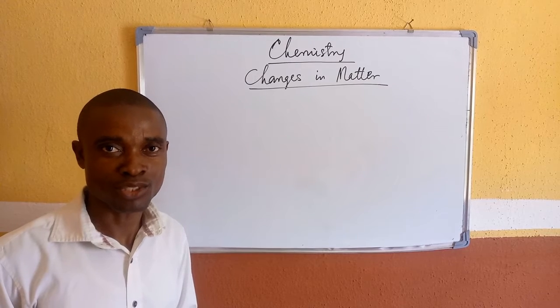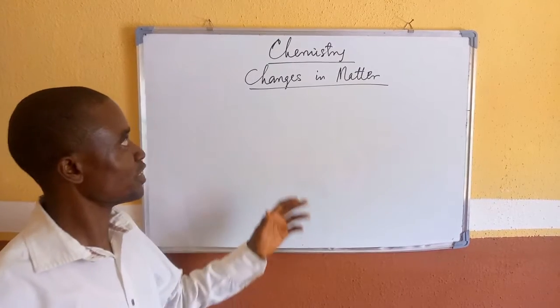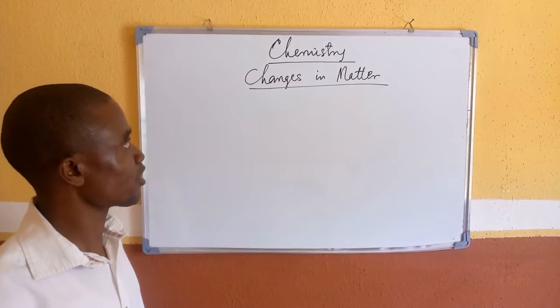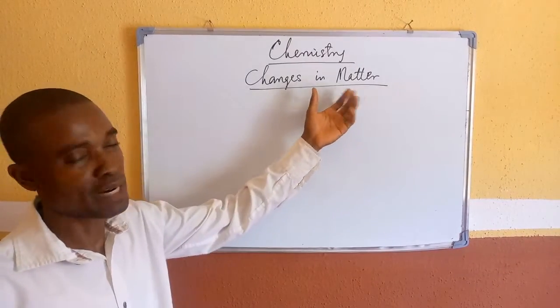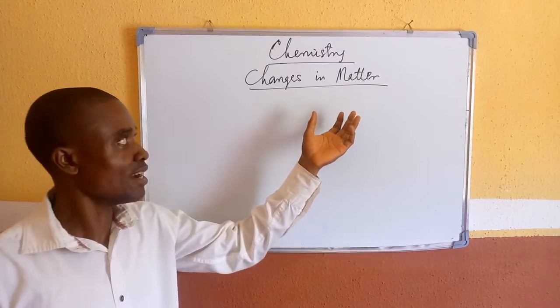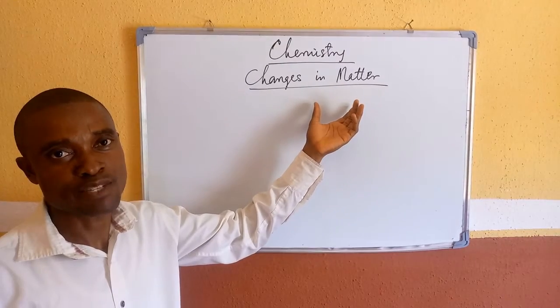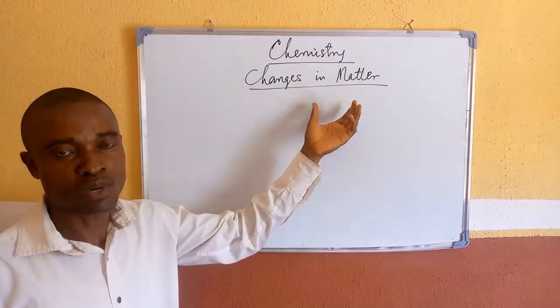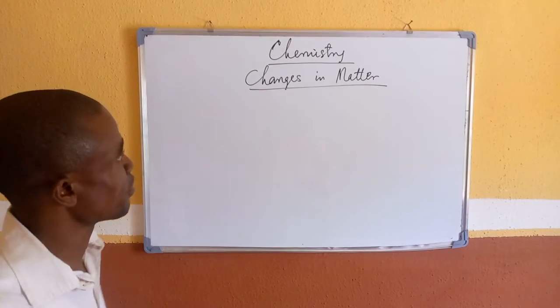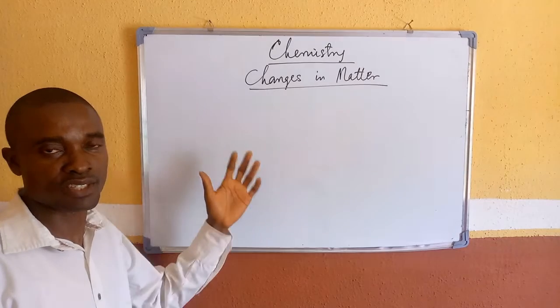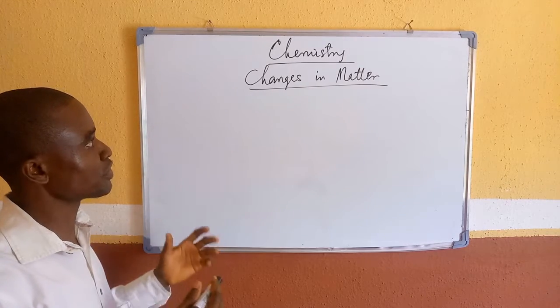I remain Mr. Joshua. Today in chemistry we'll be considering changes in matter. First of all, what do you mean by matter? Matter is anything that has mass and occupies space. By mass, we are looking at the quantity of substance. Therefore, here we have three states of matter, but these three states of matter can undergo changes.